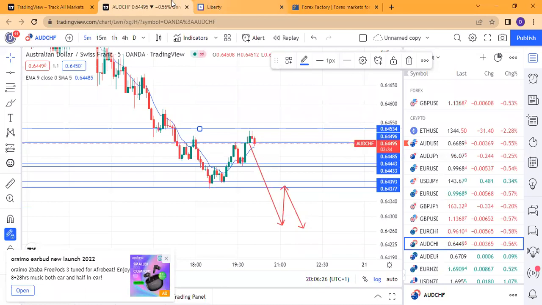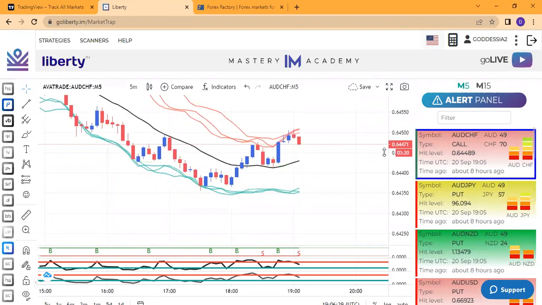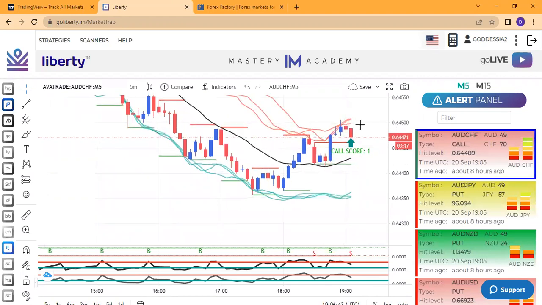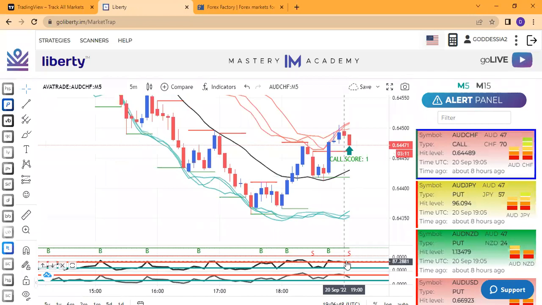Now you've gotten the zones. You come on your liberty and you wait. What are you waiting for? You are waiting to see the RSI at a red. Remember, it's for a sell. Stochastic for on the red. A call score train.